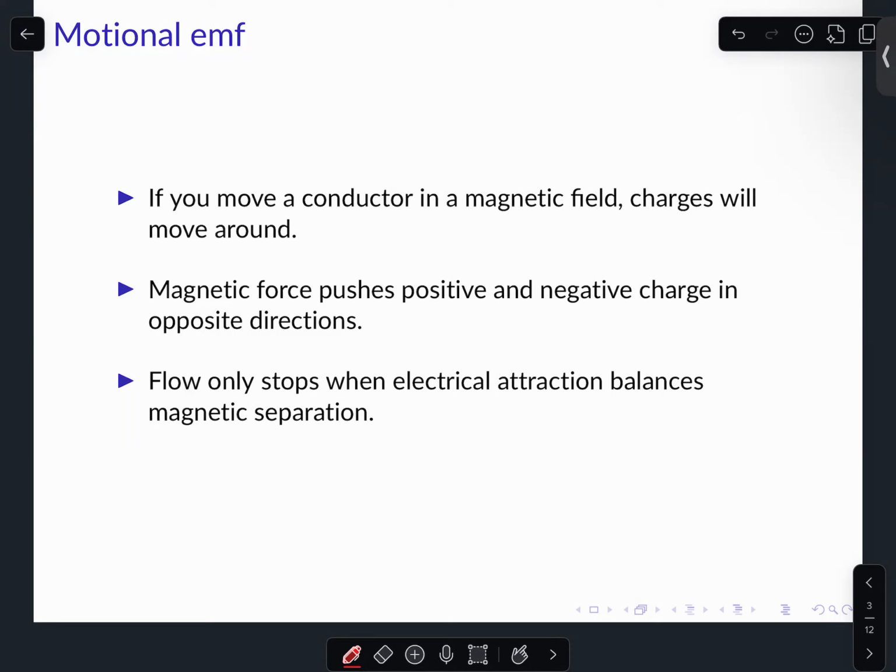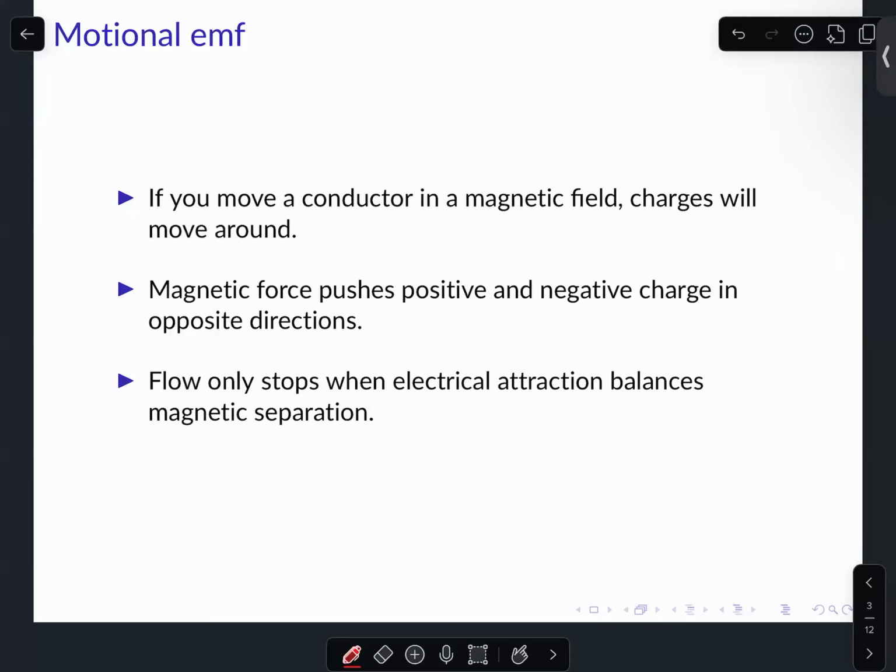Hey, by the way, what does EMF refer to? Anyone remember EMF? Electromotive force? EMF is another name for one quantity. Voltage. When I say EMF, think voltage.